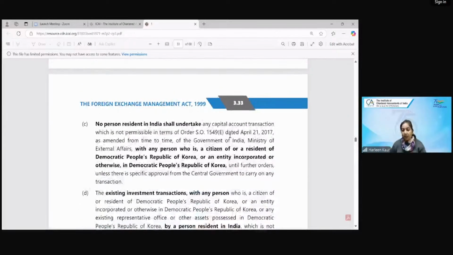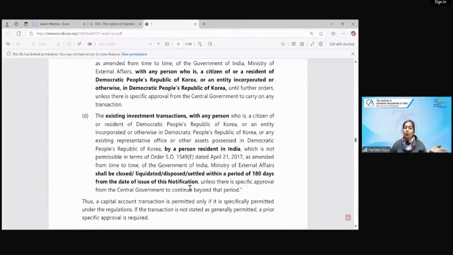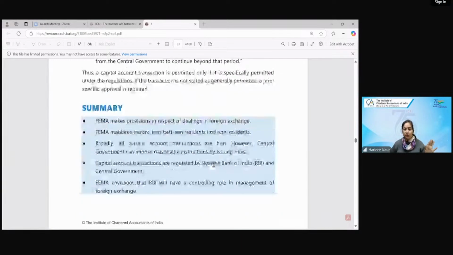So this notification came on, children, 21st April 2017. The notification said that no capital account transaction can be done with any citizen of Korea or the Democratic People's Republic of Korea. And if you have already made an investment with Korean people, then a period of 180 days will be given to you from the date of notification. You have to close it, liquidate it, unless you have taken the approval of the central government. So a capital account transaction is permitted only if it is specifically permitted under the regulations. If it is not permitted, then specific prior approval is required.